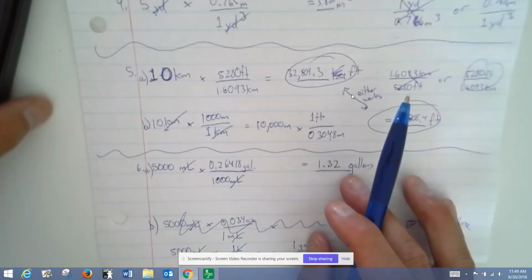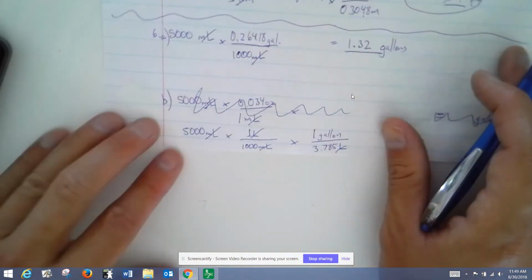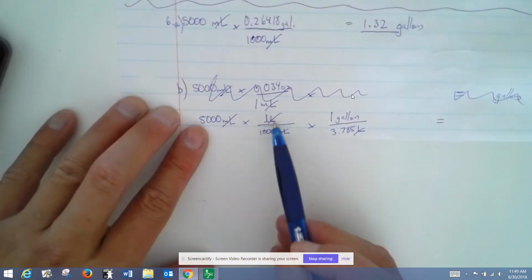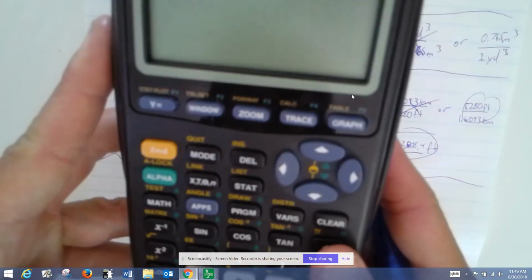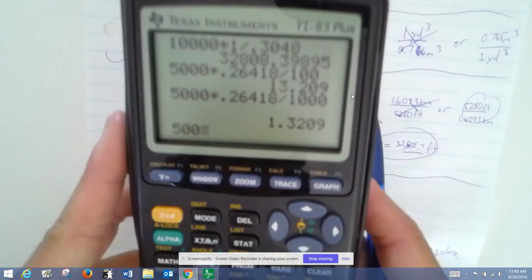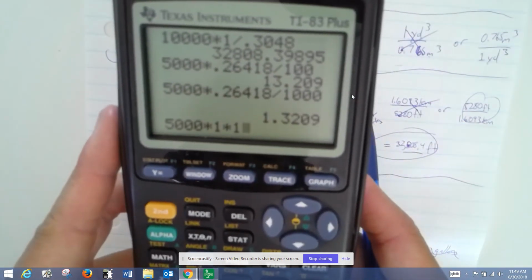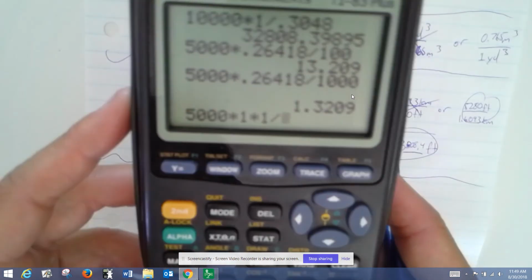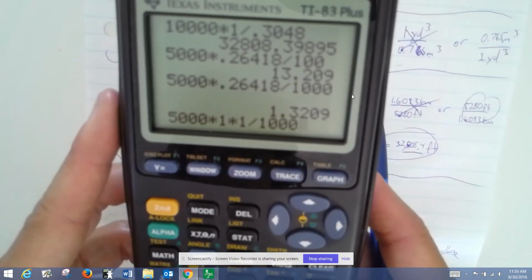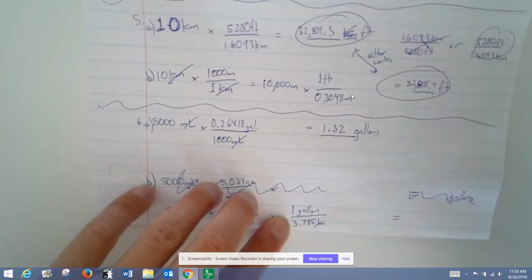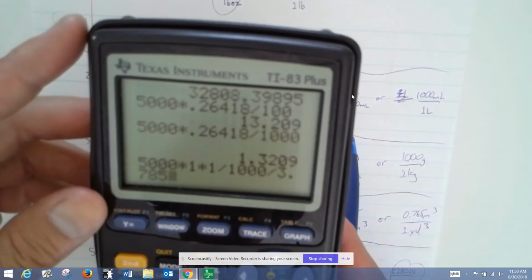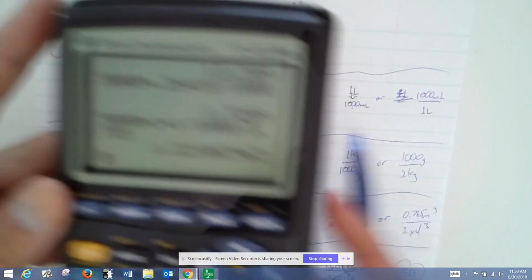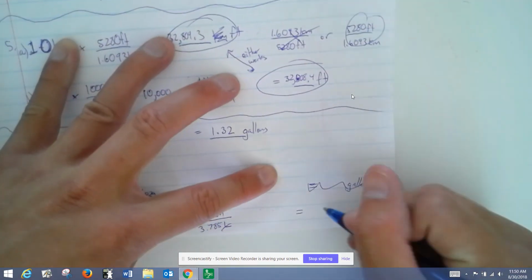So let's do that on the calculator. It looks like it's 5,000 times 1 divided by 1,000 divided by 3.785. So let's see what I get. So it's going to be 5,000 times 1, divided by 1,000, and then divided by the other number, 3.785. Aha, 1.32. Same answer. 1.32 gallons.